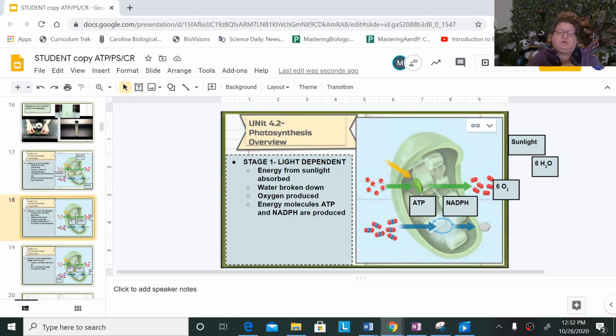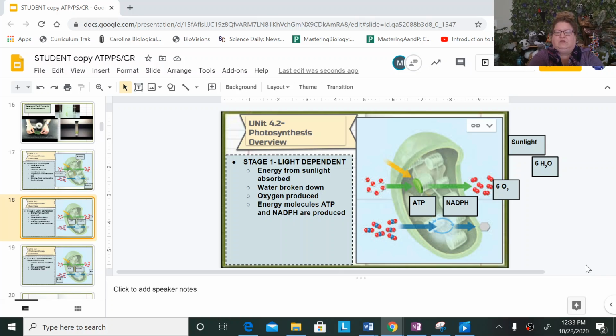And so that's what we're going to see here. The energy from sunlight is absorbed, and in the process, we're going to get two energy molecules from this, ATP and NADPH. Now, these are long words, so we abbreviate them. We've already talked about ATP, and we're going to talk about NADPH when we get into more detail here. But again, this video is just to give you an introduction.